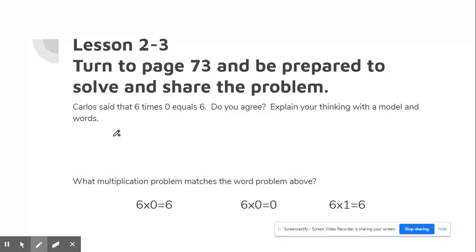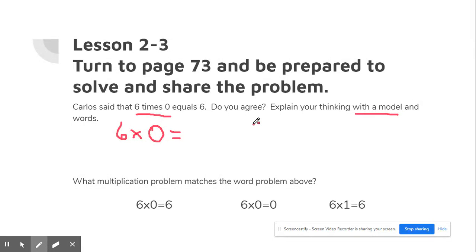Okay, boys and girls, if I was going to represent 6 times 0 mathematically, it would look like this. 6 times 0. So Carlos thinks that 6 times 0 is 6. But let's think about what these two factors represent. We know that 6 represents the number of groups and 0 represents the amount inside each group. So let's draw that. This is where I am using a model.